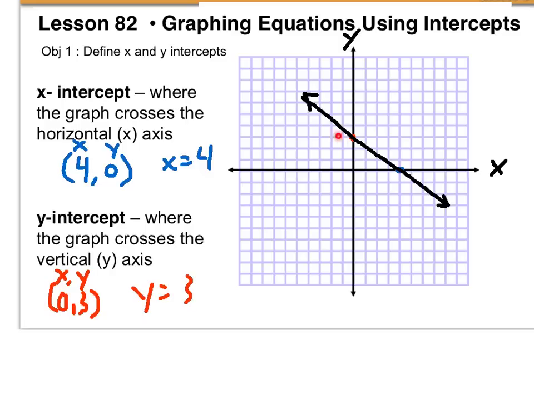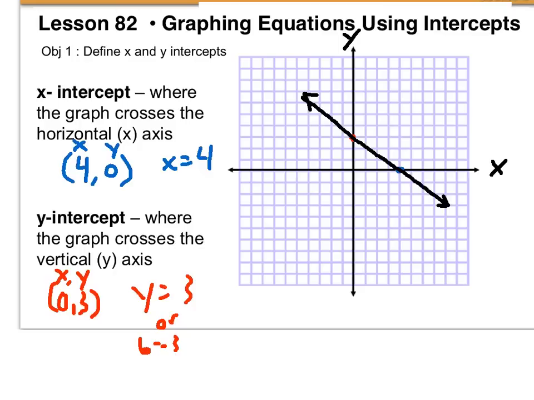Now remember, we learned another letter for y-intercepts, and that was b equals 3. So we can say y equals 3 or b equals 3 for slope-intercept form. But again, the x-intercept is where it crosses this horizontal line, and the y-intercept is where it crosses this line. If we know the x-intercept and a y-intercept, it's very easy for us to sketch what's called a quick graph, where we put the x-intercept on the line, put the y-intercept on the line, and connect them with a line.